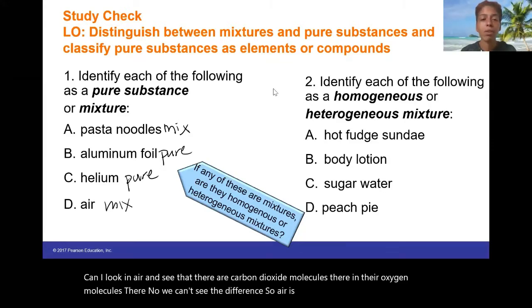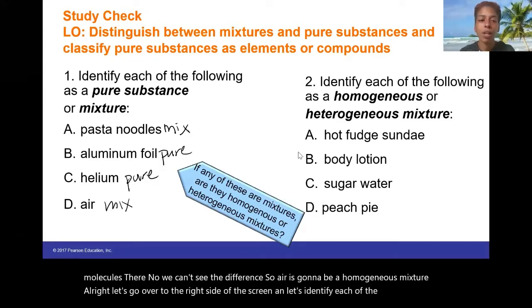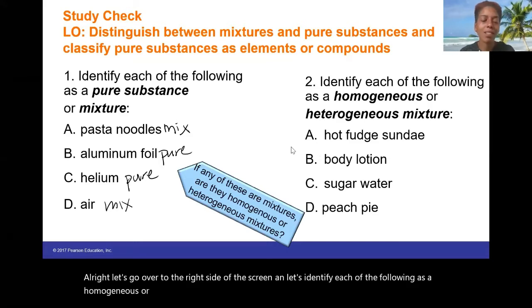All right, let's go over to the right side of the screen and let's identify each of the following as a homogeneous or heterogeneous mixture. Why does the garbage truck have to be so loud? Why?